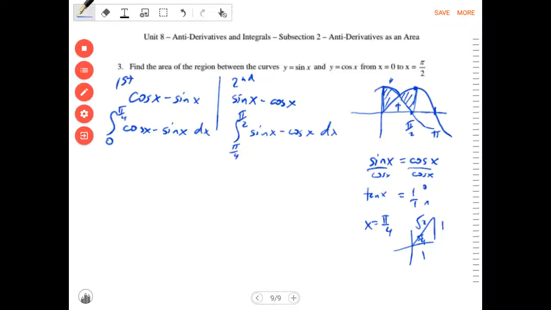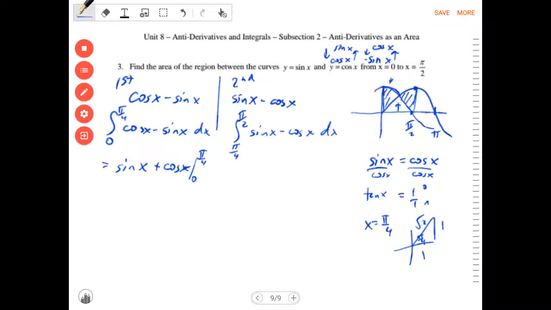Okay, so again, I'm going to write my little stuff here. The derivative of sine is cos. The derivative of cos is negative sine. So the integrals just go backwards. So the integral of cosine is sine x. And the integral of negative sine is cos, so this is going to be plus cos x. And that is from 0 to pi over 4. Okay, so that's this part.